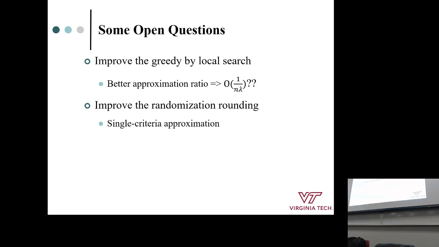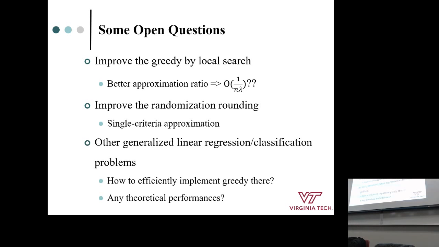So this I don't know. And also for randomized rounding, you might also want to improve this. You really want to narrow it to a single criteria approximation. It's hard for us, you need to have some starting criteria. You don't want to choose too many features. But with this randomized rounding, you might choose too many features. Okay. And for other generalized linear regression, you can extend that.